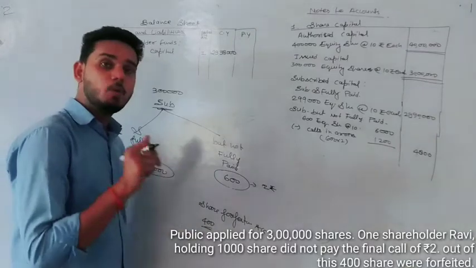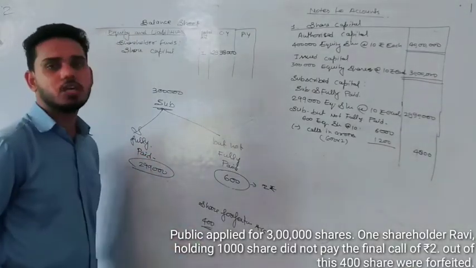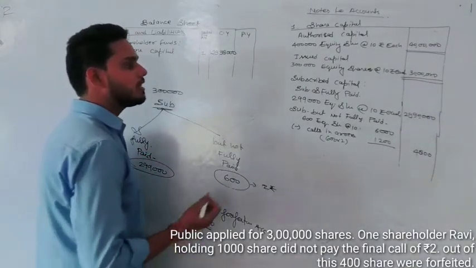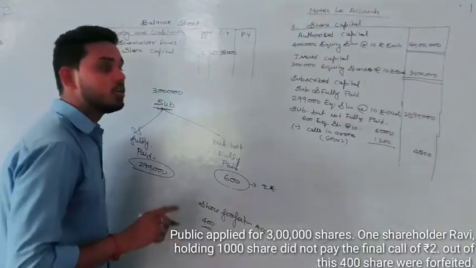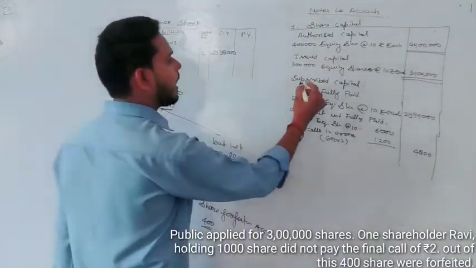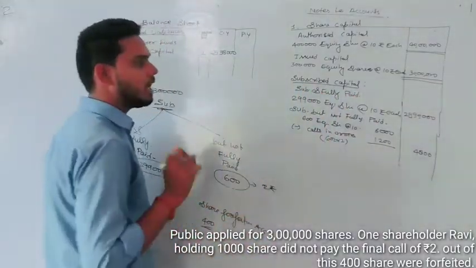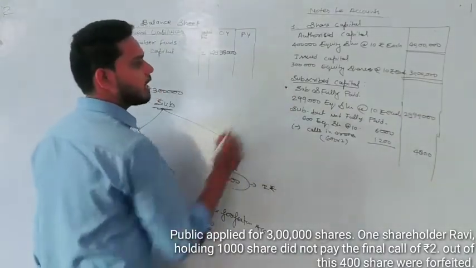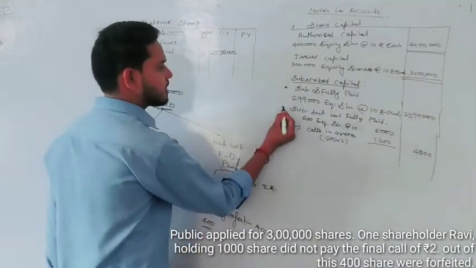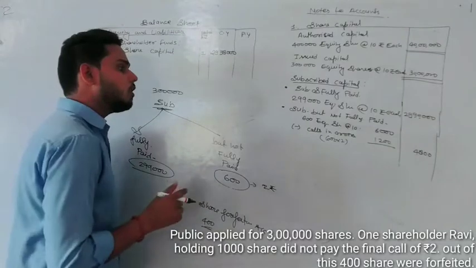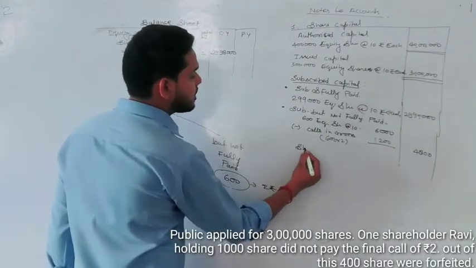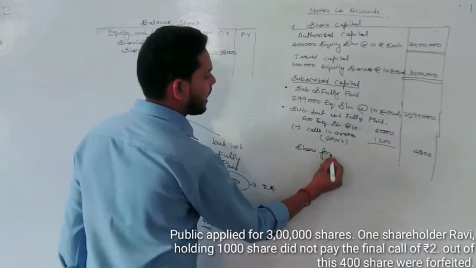I hope that things are clear to you. Now we have one more category, that is share forfeiture account. So let's see how we will make the presentation of share forfeiture. In subscribed capital we have two things: first, subscribed and fully paid; second, subscribed but not fully paid. Now there is one more thing that is known as share forfeiture account.